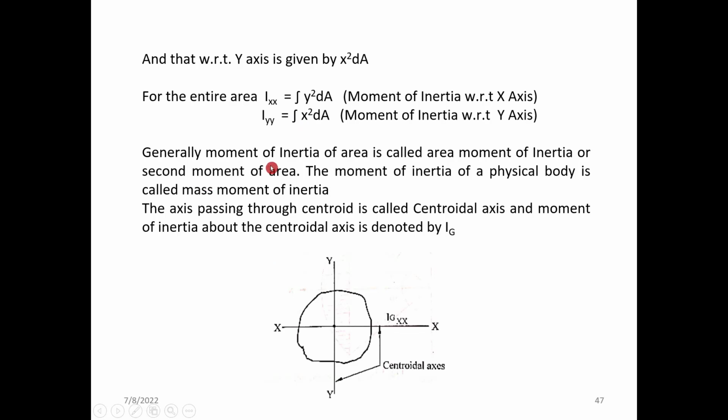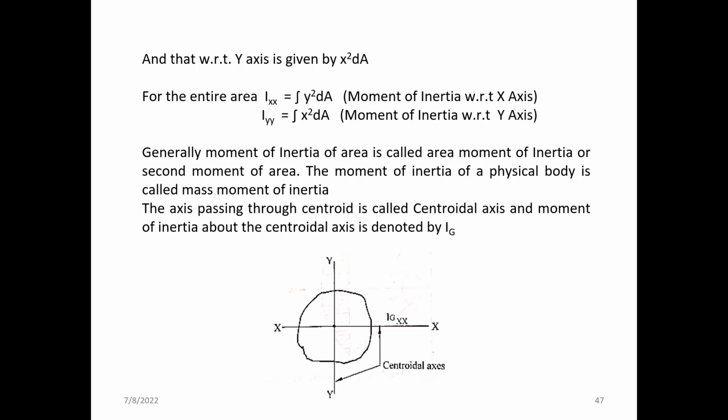Generally, the moment of inertia of an area is called the area moment of inertia, or the second moment of area. The moment of inertia of a physical body is called the mass moment of inertia. Here we are considering a planar area to find the moment of inertia. If it is a physical body which has a depth parameter also, it will be a mass moment of inertia. The axis passing through the centroid is called the centroidal axis, and the moment of inertia about the centroidal axis is denoted by Ig.